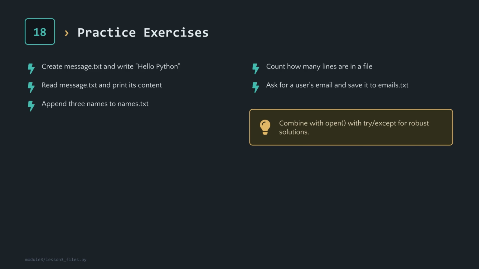Now it's your turn to practice. Try creating message.txt and writing hello Python into it. Then read that same file back and print its content. Append 3 names to names.txt. Count how many lines are in a file, and ask a user for their email, and save it to emails.txt. The tip here is a good one. Combine open with try and except so your solutions stay robust even when a file is missing.